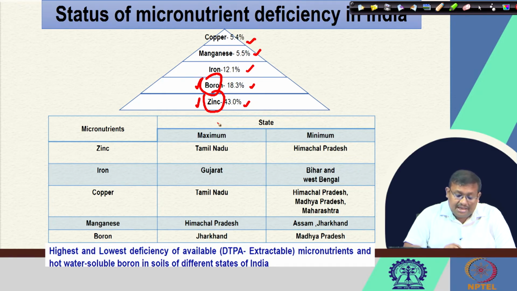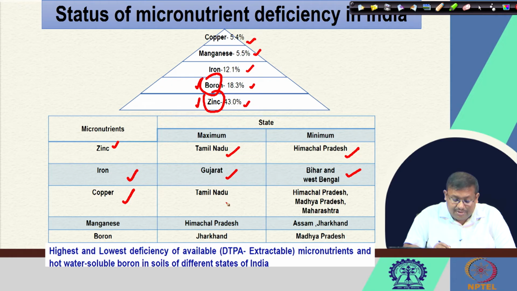So, if we see the highest and lowest deficiency of available micronutrients and hot water soluble boron in soils of different states, we can see in case of zinc the highest deficiency we can see in Tamil Nadu and lowest in Himachal Pradesh. In case of iron, the maximum deficiency you can see in Gujarat, and lowest deficiency symptoms you can see in Bihar and West Bengal.